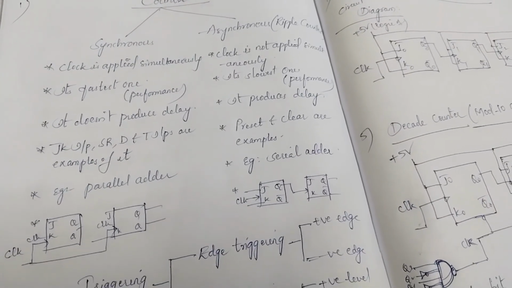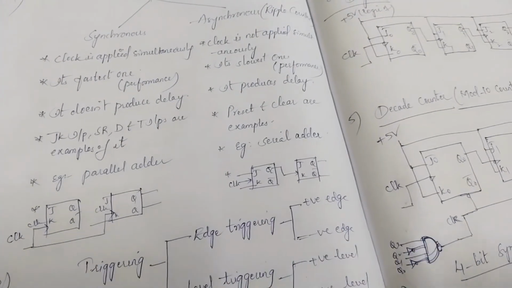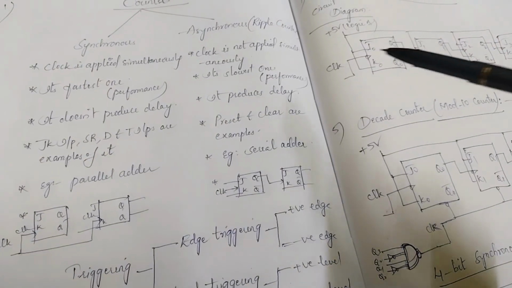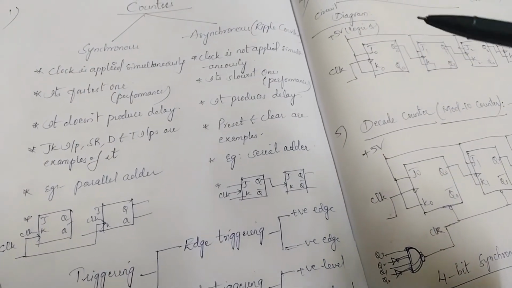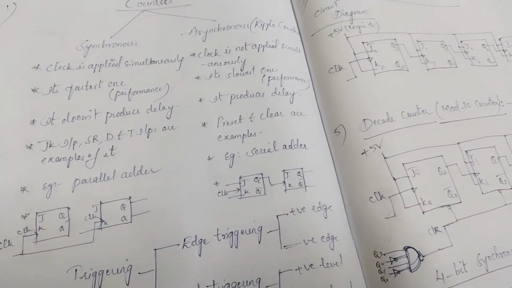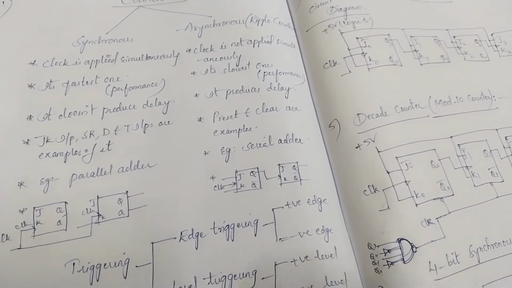So here the differences go. The first one, in a synchronous counter, clock is applied simultaneously, whereas in an asynchronous counter, clock is not applied simultaneously. So you can write the opposite statement of synchronous counter. In synchronous, clock is applied simultaneously. In asynchronous, clock is not applied simultaneously.